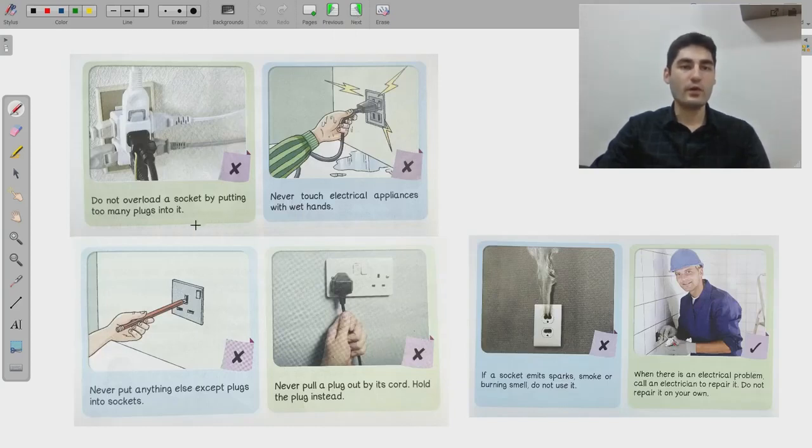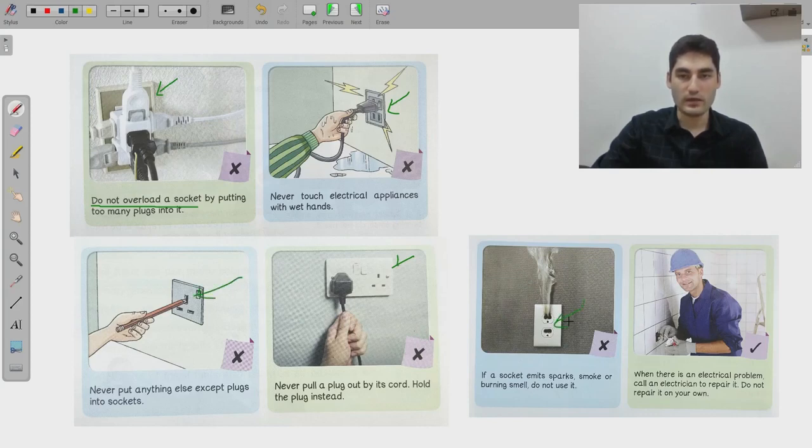Next, we have more examples. For example, this picture. Do not overload a socket. What is a socket? Socket means this one. Okay? This one, same. Or this one, socket. These are all called sockets. Do not overload a socket by putting too many plugs into it. How many plugs does it have? Oh my god, so many. 1, 2, 3, 4, 5, 6, 7 plugs. That's too many. Don't do this.